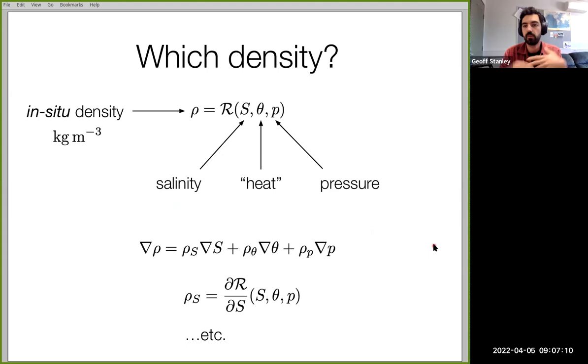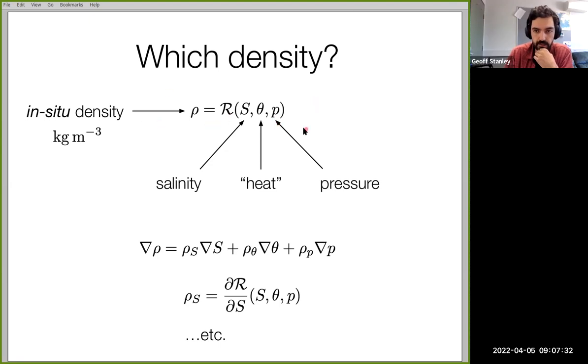So just to clarify then, again, more carefully, what are we talking about here? What is density? When I say density, I mean the in situ density. That's how much stuff, how much mass there is per meter cubed. And it's a function, so this rho is the equation of state. It's a function of the salinity, the heat, or we could call that the potential or conservative temperature, and the pressure.